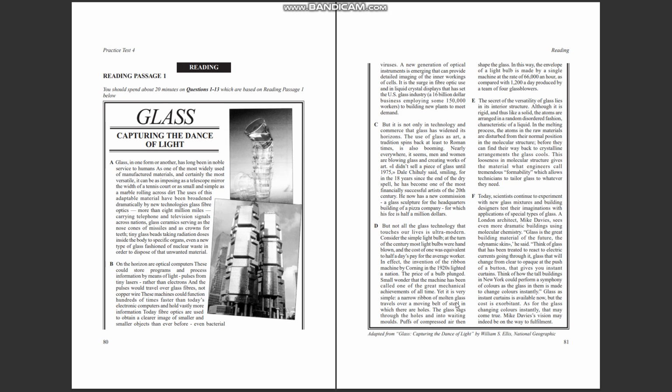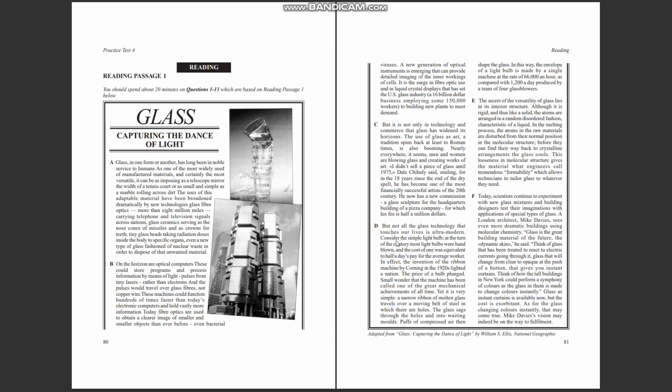It is very simple. A narrow ribbon of molten glass travels through a moving belt. Glass sags through the holes into the waiting molds. A puff of compressed air then shapes the glass this way. The envelope of the light bulb is made by a single machine at the rate of this from a team of four glass blowers. Now one thing is clear over here. We have got the process for answers number 6 to 8. It is mentioned in the last part of the paragraph that a narrow ribbon of molten glass travels on a belt of steel. So I feel that the answers to questions number 6 to 8 are here.